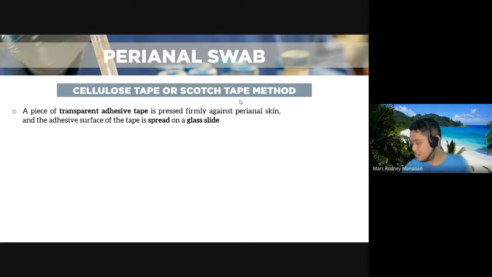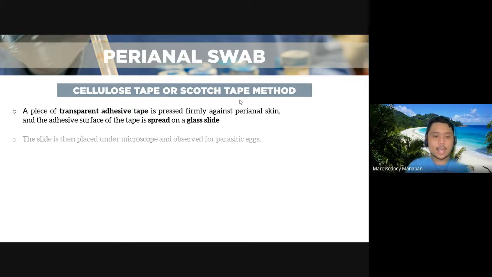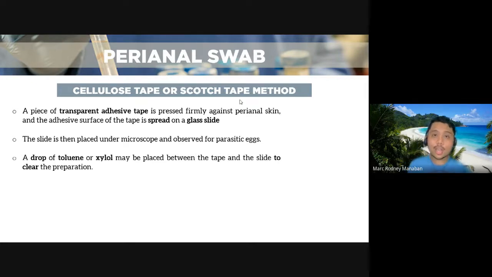I think you've performed this in your public health class in second year, so you know how to make one. You use scotch tape and put it on a glass slide. Then, using a tongue depressor, you let the sticky side of the scotch tape come in contact with the anal folds of the patient. After that, the sticky side is returned onto the microscope slide and examined under the microscope for the characteristic eggs of Enterobius and the other eggs that may be seen. You can also add a drop of toluene or xylol to clear the preparation and remove artifacts or debris.